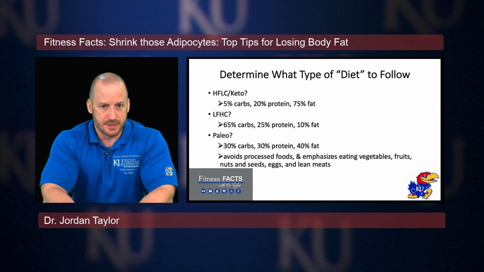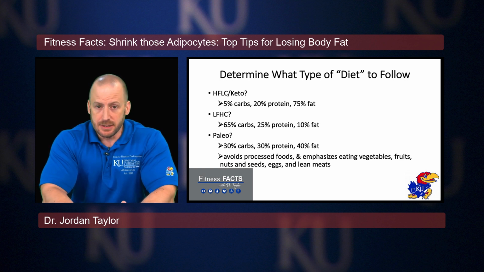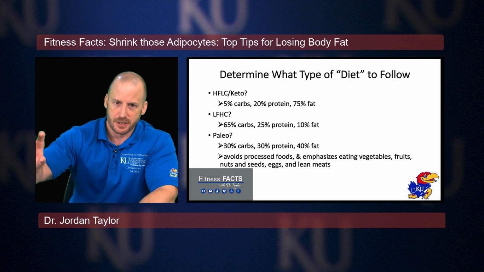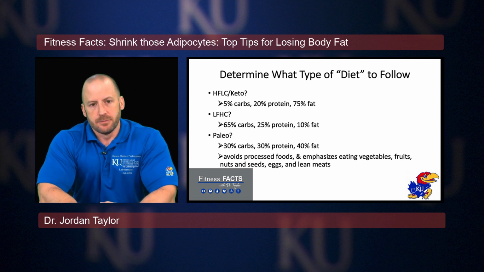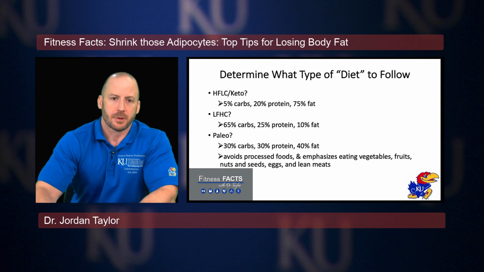More nuts and seeds, yeah, those are healthy. Eggs and lean meats, all right? So not too much of an issue there. If you look at the breakdown, it is a little lower in carbohydrate because you're avoiding processed carbs, starches, grains, things like that. Moderate protein and a little higher in fat is kind of the breakdown there.